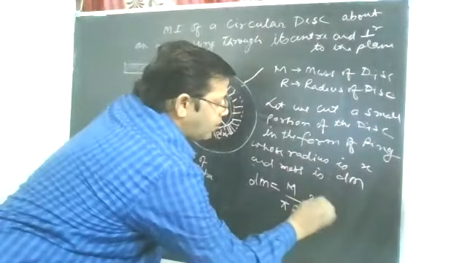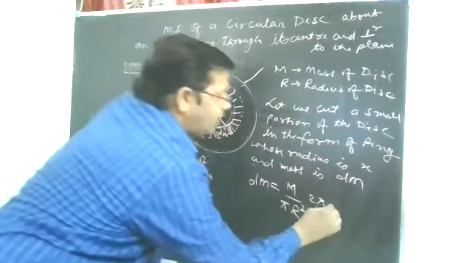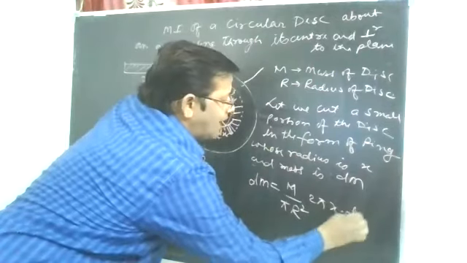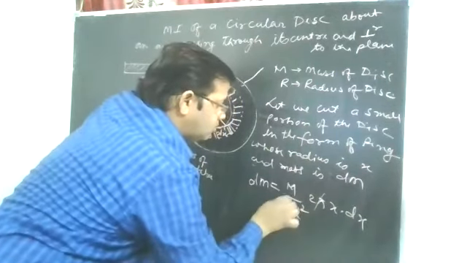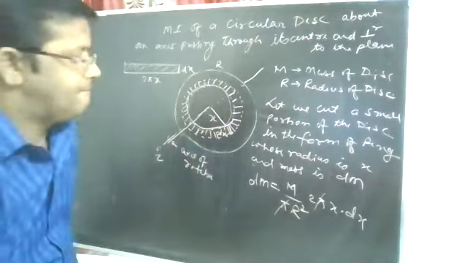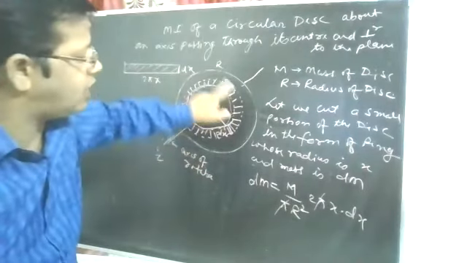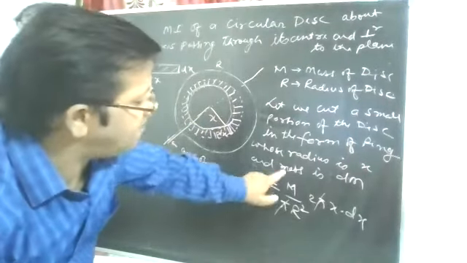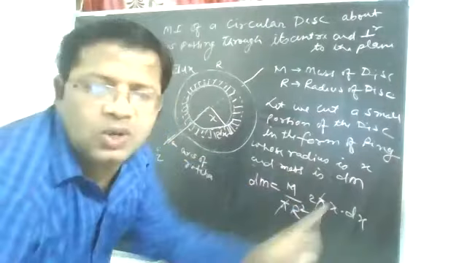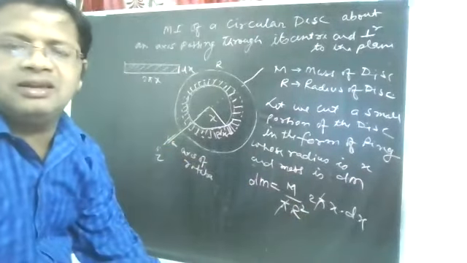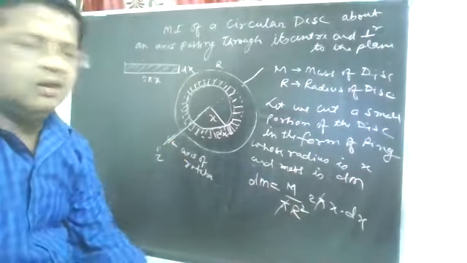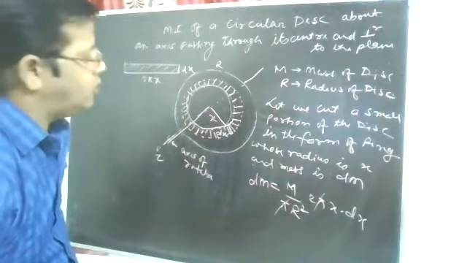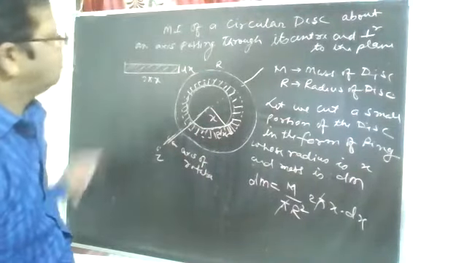Mass per unit area into the area of this, which will be 2 pi x into dx. Pi cancels out. Now the mass of this portion present over the ring is m by r square into 2x into dx. Now we can determine the moment of inertia.